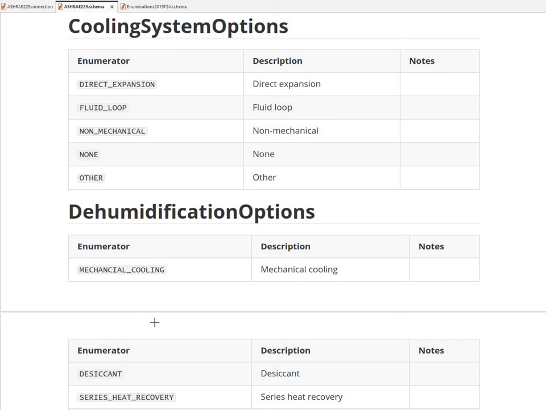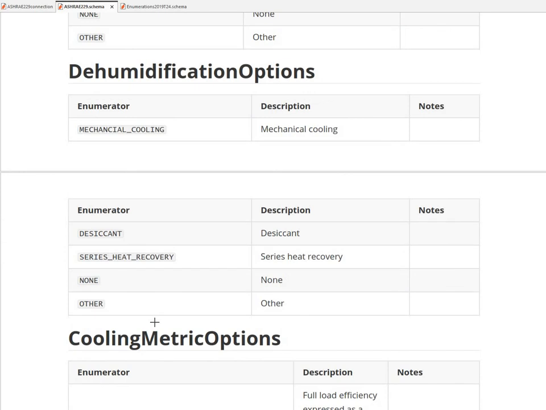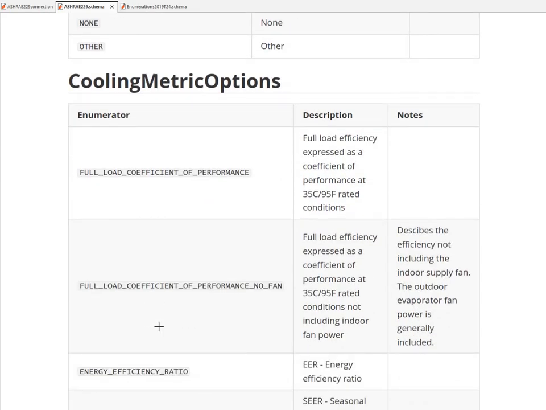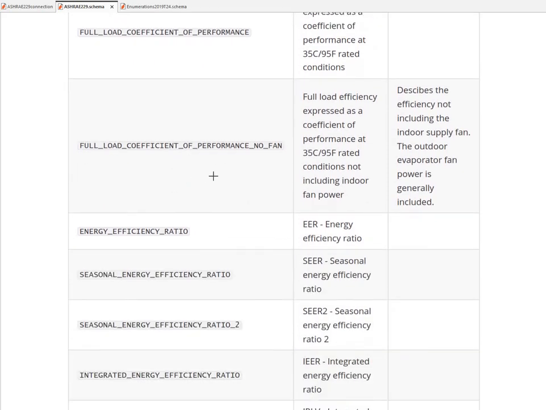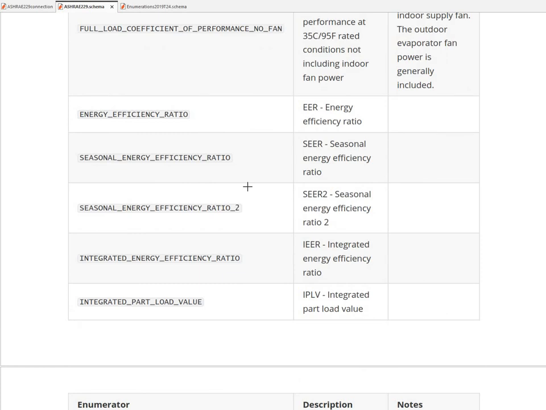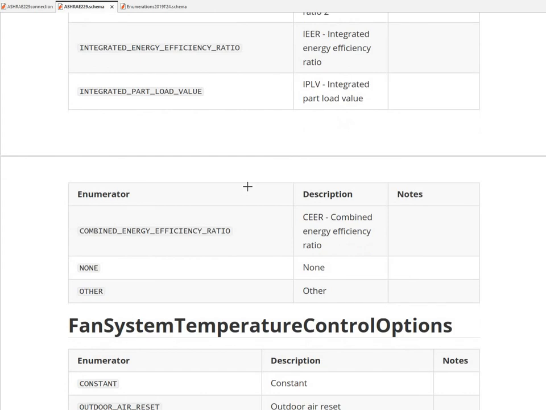For dehumidification options, there's mechanical cooling, desiccant, and series heat recovery. And for cooling metric options, again, this is a long list of different metrics that apply to cooling equipment. There's full load coefficient of performance, and full load coefficient of performance no fan, which doesn't include the indoor supply fan. EER, SEER, SEER2, IEER, IPLV, and then combined energy efficiency ratio, none, and other. If anyone sees something that we've missed here, please let me know. All right, so that's basically everything.